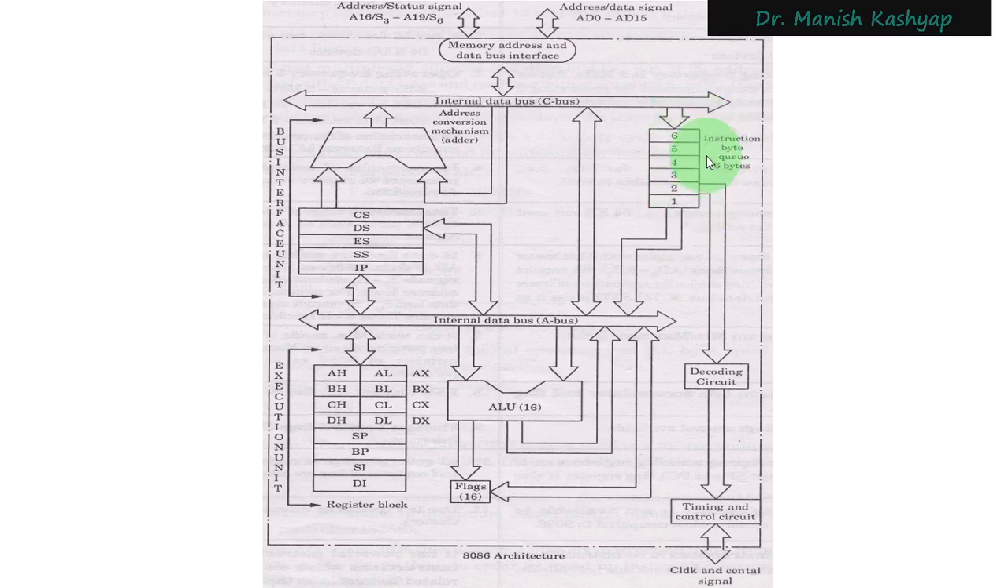So this phenomenon is called pipelining. I mean, you are keeping the working of the bus interface unit, or BIU for short, and the execution unit, or EU for short, independent of each other. So this phenomenon is called pipelining, and pipelining is also responsible for the faster speed of 8086.